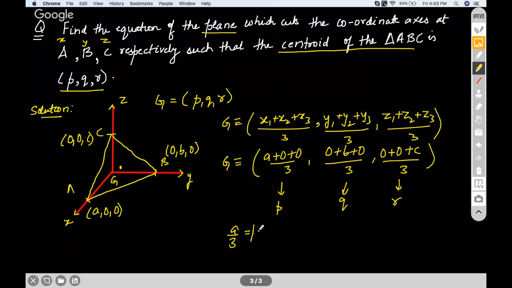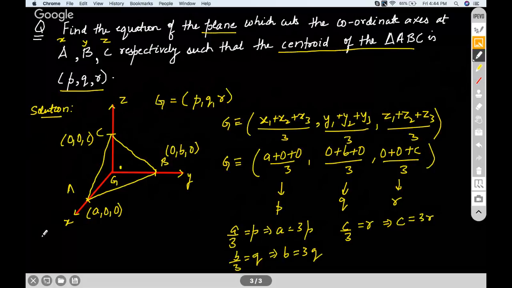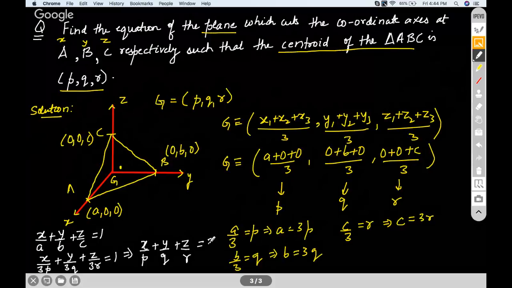So A by 3 is P, which implies A is equal to 3P. In a similar way, B by 3 should be equal to Q, which implies B is 3Q. And C by 3 is equal to R, which implies C is 3R. And a little while ago, we had done the equation of a plane in intercept form, which is x by A plus y by B plus z by C equal to 1. So putting in the value of A, which is 3P, I get x by 3P plus y by 3Q plus z by 3R equal to 1. Or you can also say x by P plus y by Q plus z by R is equal to 3. Plain and simple. No rocket science involved. Very simple concept. So this becomes your answer.